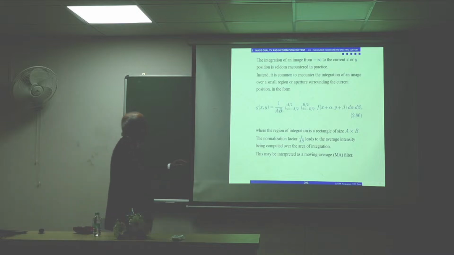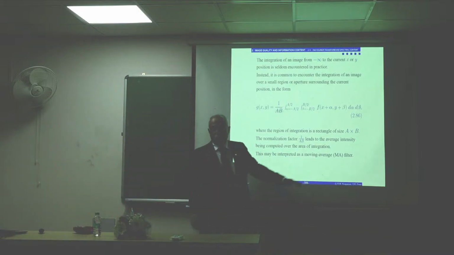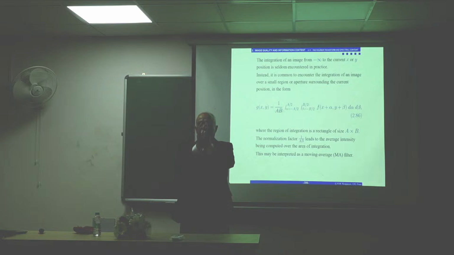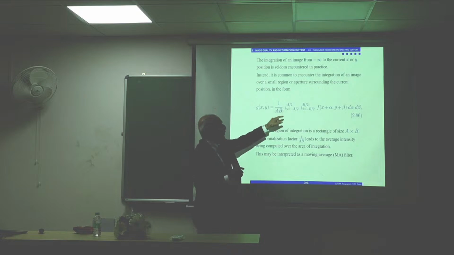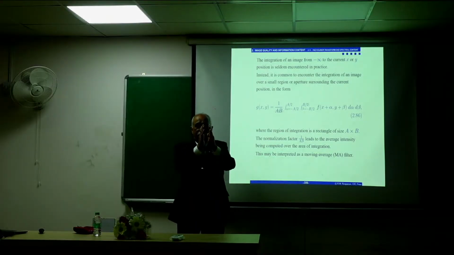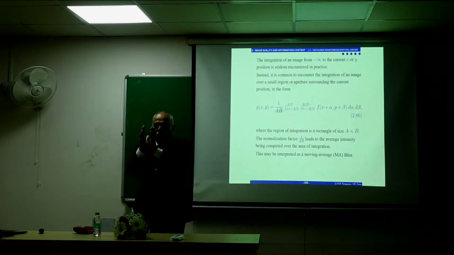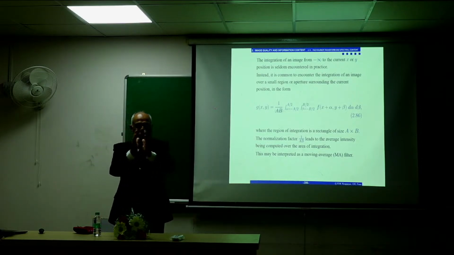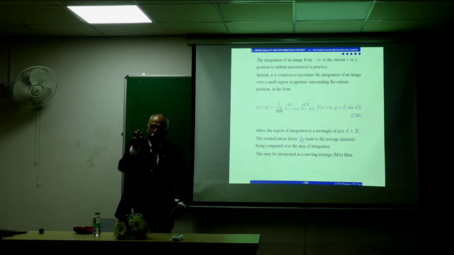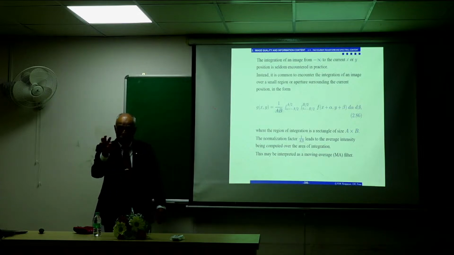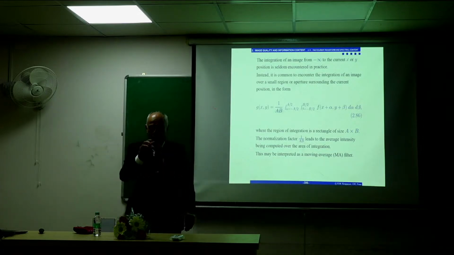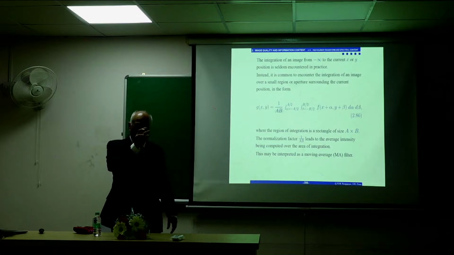So this is also called a moving average filter, because you are integrating here and then you are moving as you shift, as you change alpha and beta for different x and y, you are integrating. So as you evaluate this function for different x and y, you are shifting over the entire image. So you are averaging over a small window. So that's why it is called a moving average filter. The average is taken over a small window that is moving.